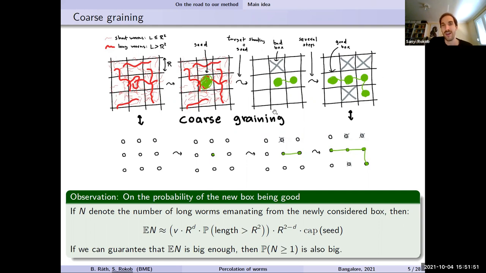So this is the main notion. Some of these boxes can be used to build a seed in them and can be connected to the already existing cluster, and some of them cannot. These two types of boxes are, not that surprisingly, called good boxes and bad boxes. What this coarse graining does for us here is that you can make a bijection between the boxes and the coarse grained lattice. So there's a correspondence between the vertices and the boxes, and you can represent the good boxes and bad boxes in the coarse grained lattice, which somehow makes this construction easier.